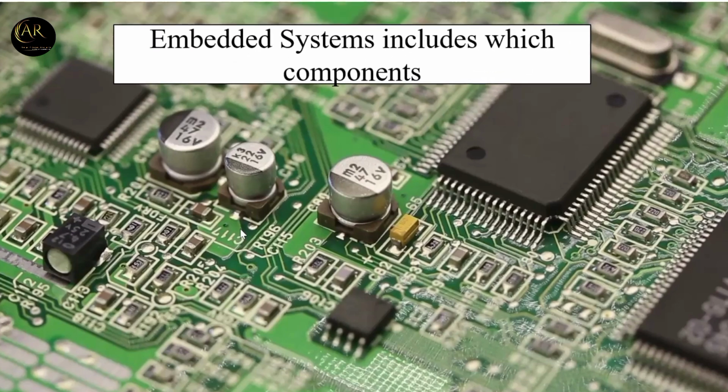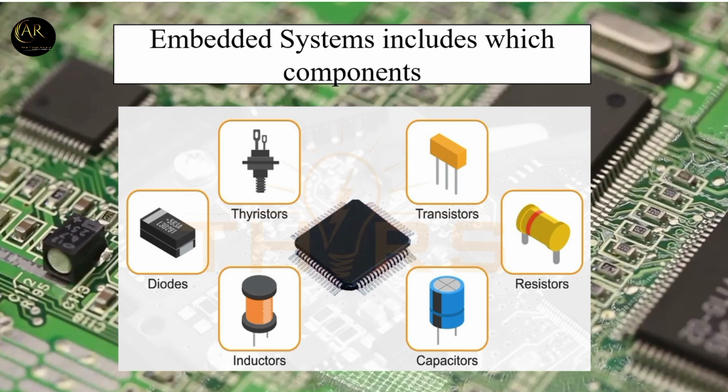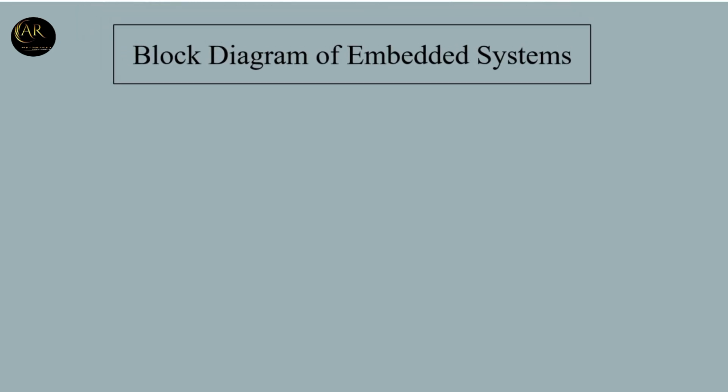The next slide will show which components are included in embedded systems. The components are basic electronic components, that is resistor, capacitor, transistor, diodes, inductors, thyristors, etc. Basically, resistor, transistor, capacitor, everything should be known by an electronics student. And the next slide will show the basic block diagram of an embedded system.